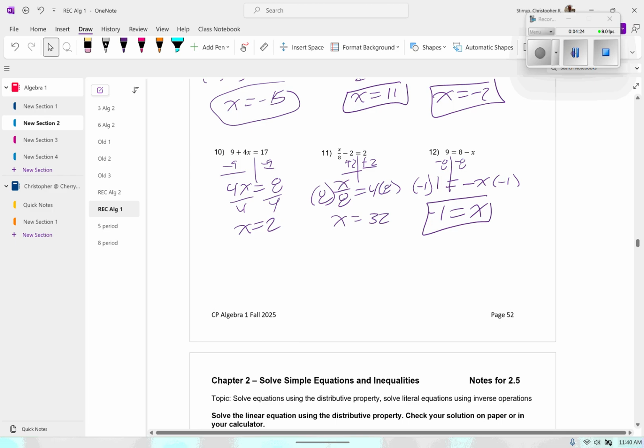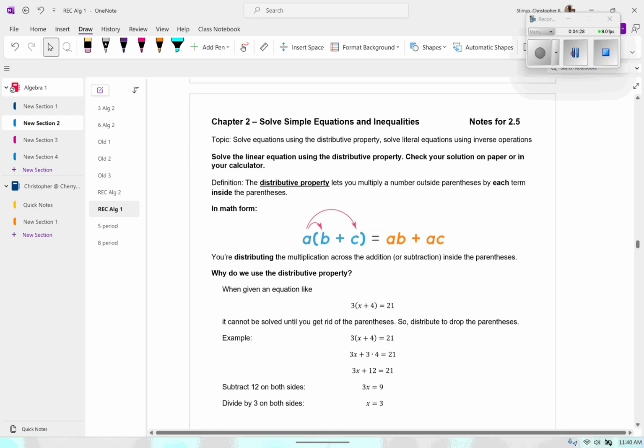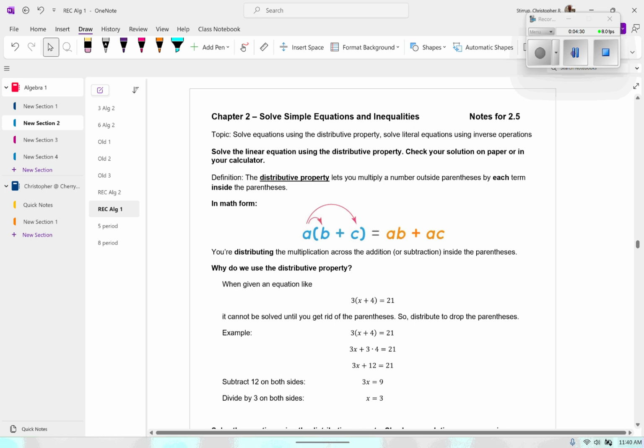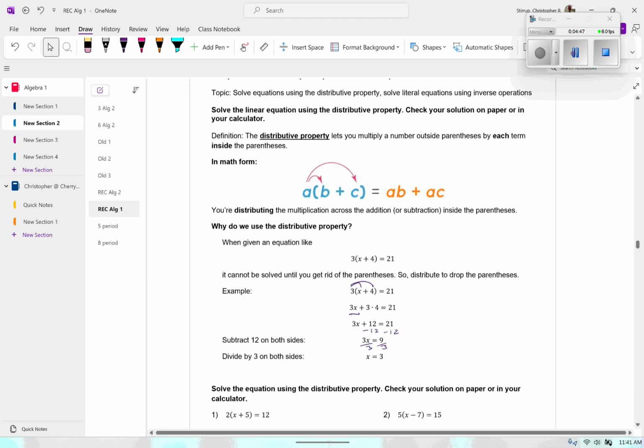Okay, so this will go into the notes for 2.5. All right, so we're going to be talking about the distributive property. So on this one, basically what they're doing is they're distributing here and here. So 3 times x is 3x, 3 times 4. And then you go ahead and solve it by, at this point, subtracting 12 from both sides, dividing each side by 3, and that's what's taking place on these problems.